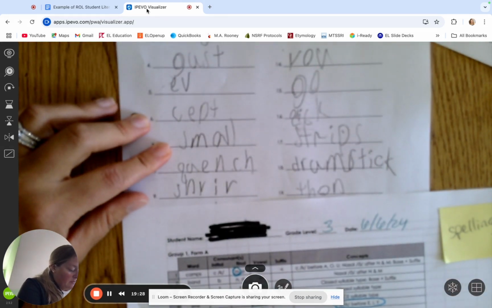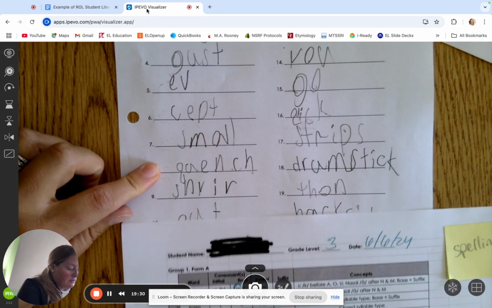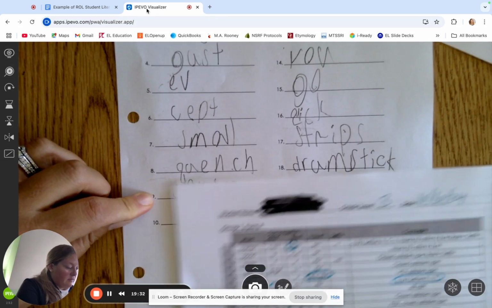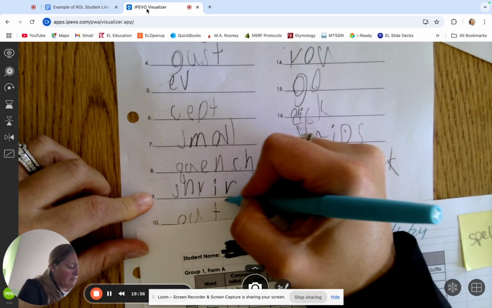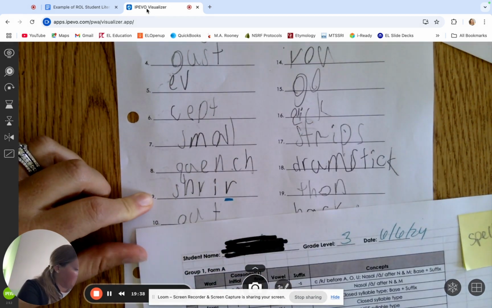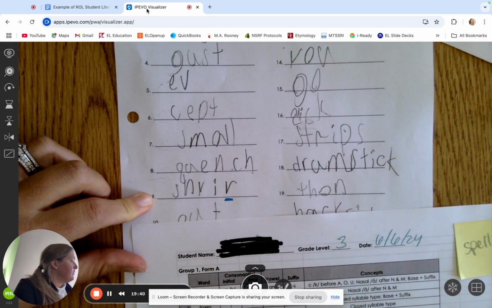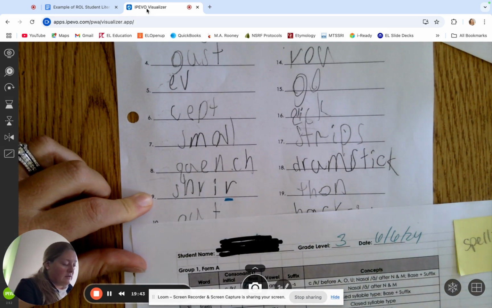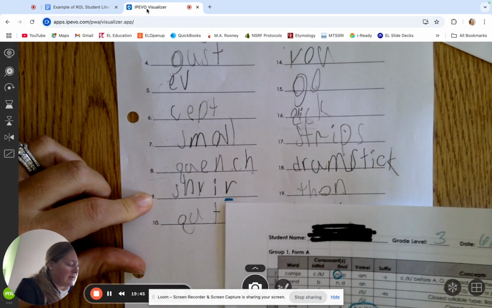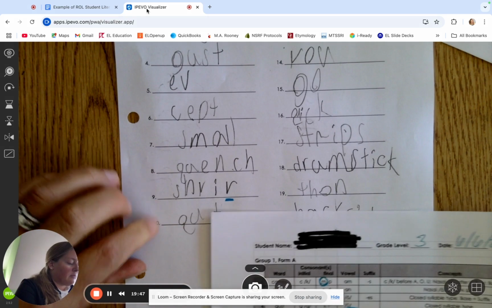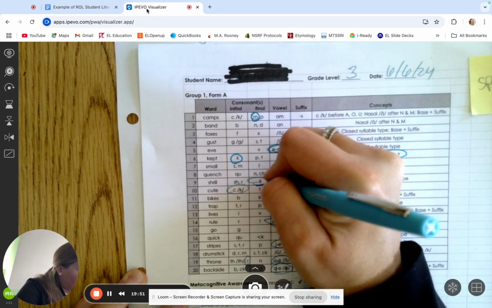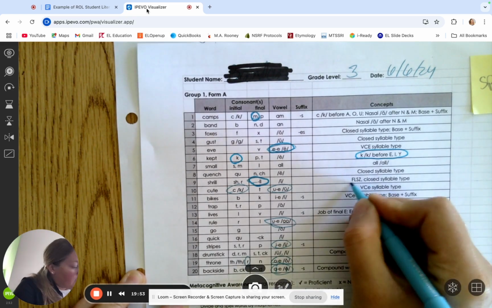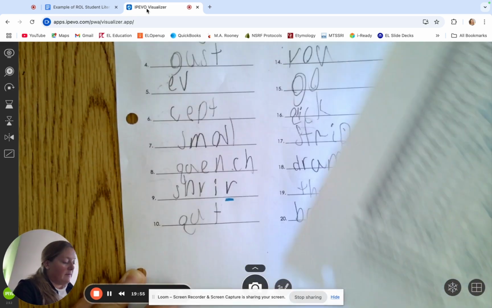Small is correct. Quench is correct. Number 9 was shrill. Oh, that's interesting. Shrill. This student's having a hard time with L's. That showed up 3 times now. You dropped the L in 2 of the decoding when it was at the end of the word, and now he's also not putting it into words here. That's fascinating. So I'm going to circle the LL for the floss rule. I'll teach that.